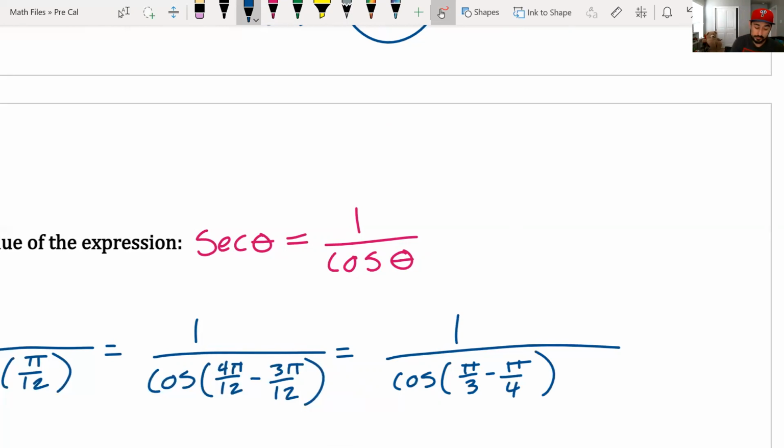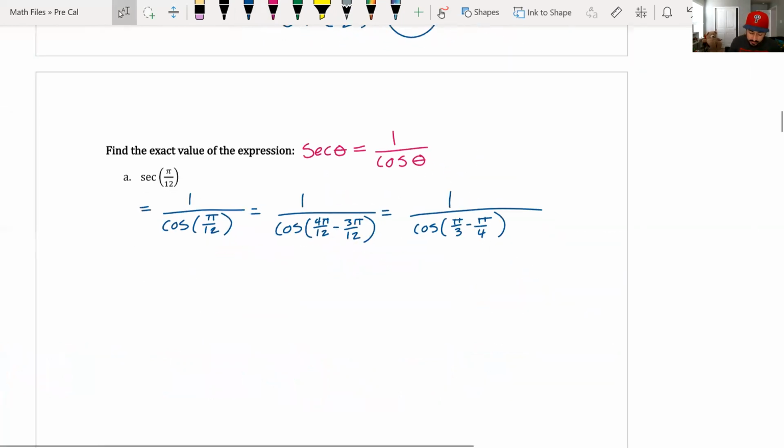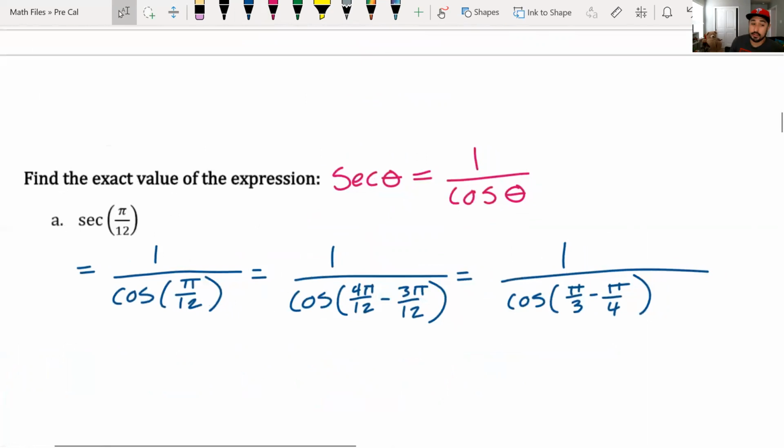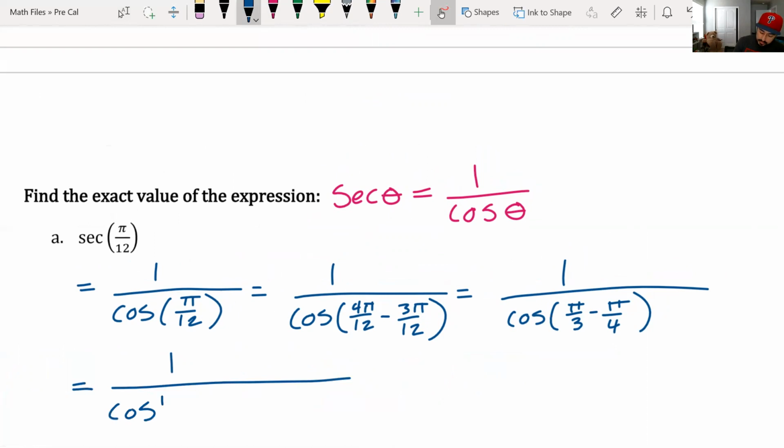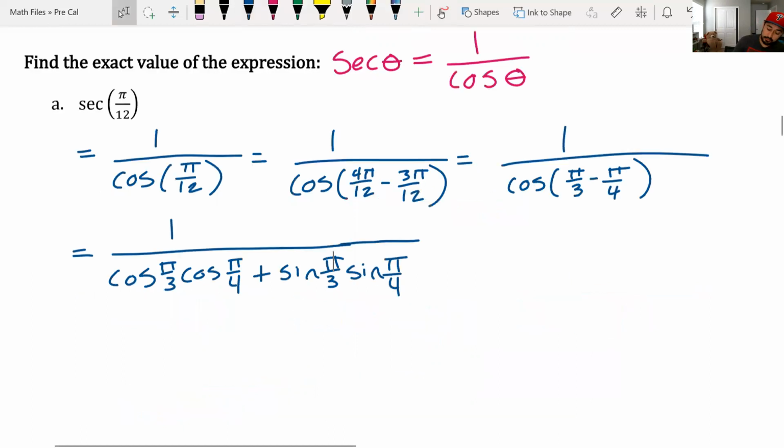And now we can apply the difference formula to cosine. So this becomes 1 over cosine pi over 3 times cosine pi over 4 plus sine of pi over 3 times the sine of pi over 4. Ooh, messy, right?